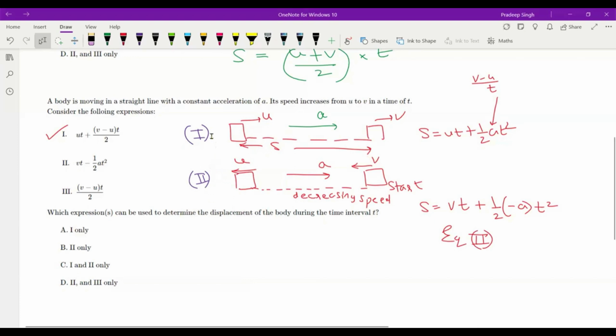Observe, we have just flipped the whole thing. Anishka, check. Yeah, sir, got it. Right, so if you flip the whole thing, v will be your initial speed, which gives you equation 2.